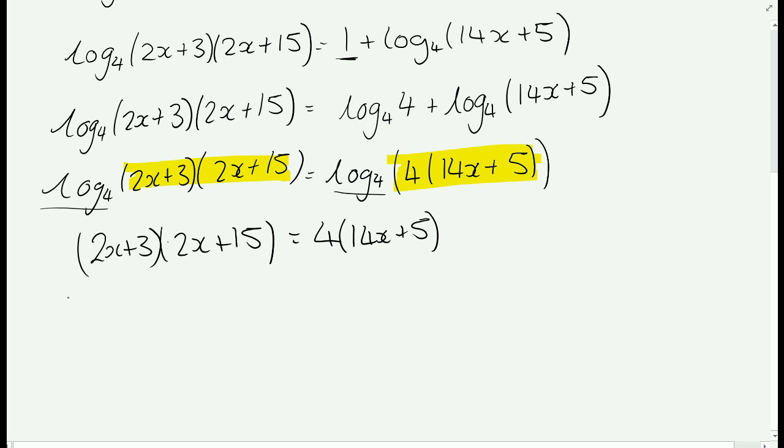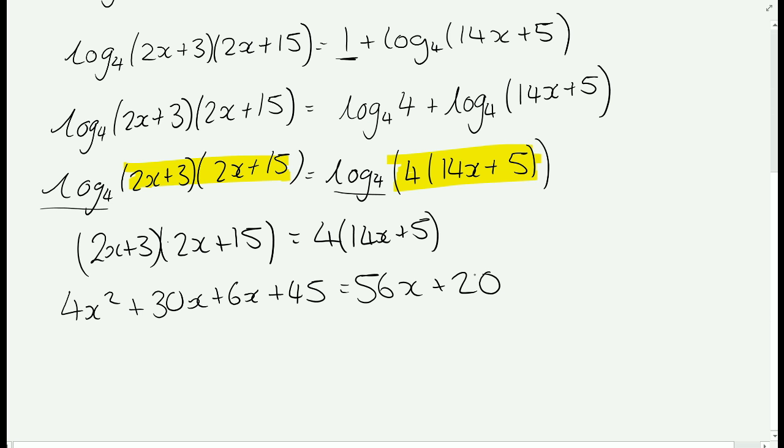So then if we start expanding these brackets that we've got, so we've got 4x squared plus 30x plus 6x plus 45. And that's equal to 4 times 14, so 28, double 28 is 56x plus 20. So we've got a quadratic here. It's not a nice quadratic as yet, but we're going to have a quadratic. And how do we solve quadratics? We put them equal to 0. So we'll rearrange and just tidy up this left-hand side to start with, and then we'll work on getting it all onto the left-hand side to equal 0.